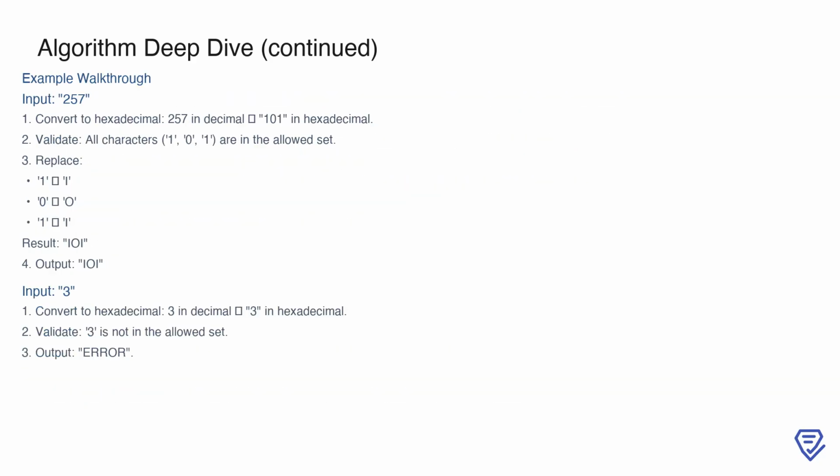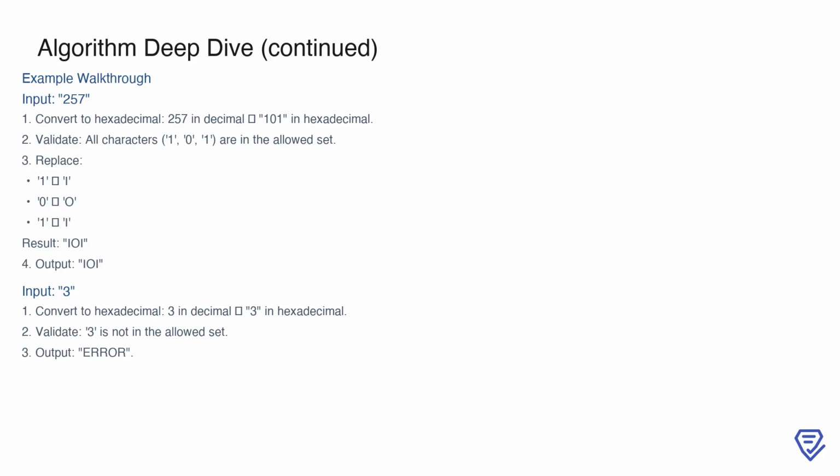Let's walk through a couple of examples to solidify our understanding. First, consider the input 257. When we convert it to hexadecimal, it becomes 101. Next, we validate each character. 1, 0, and 1 are all in the allowed set, so the string is valid. We then replace 1 with I and 0 with O, resulting in the Hexspeak string IOI. This is our final output.